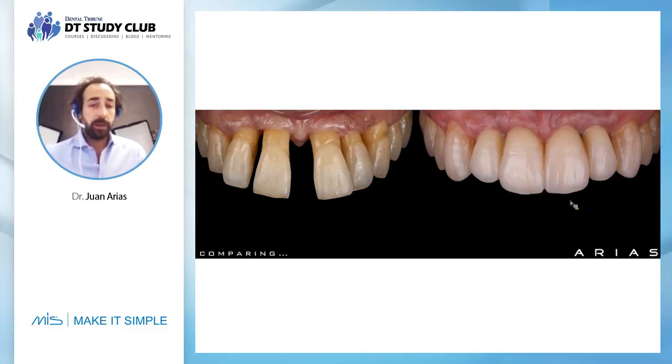We know that we don't have papilla here in the laterals. We knew it from the beginning, but we obtained some kind of papilla there in the central incisors, and we will see how everything develops. But it's important to think about the things that we can obtain with the provisionals.